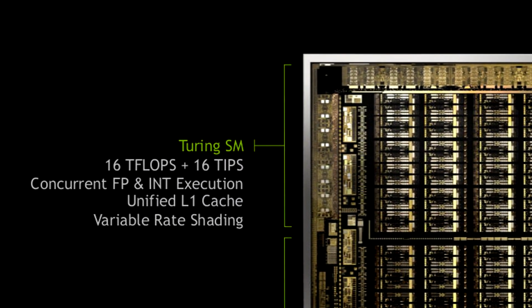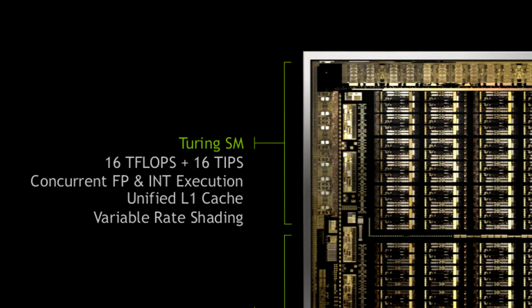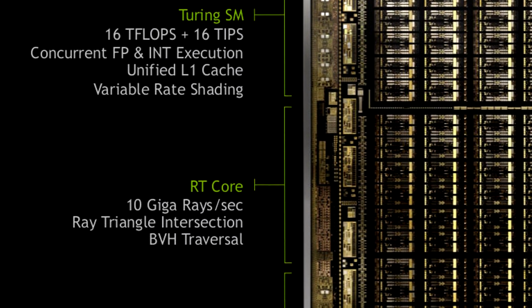Over on the left, we've got the traditional Turing SM. This is the CUDA core, the shading, the stuff that you do traditionally in terms of parallel processing and also in terms of traditional graphics. Now we've got the RT core. This is taking up this area here.